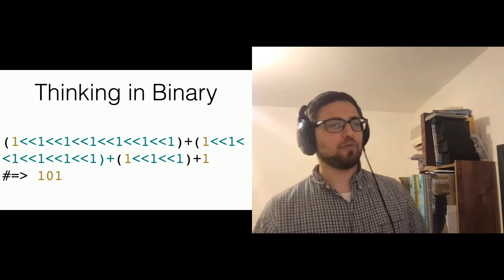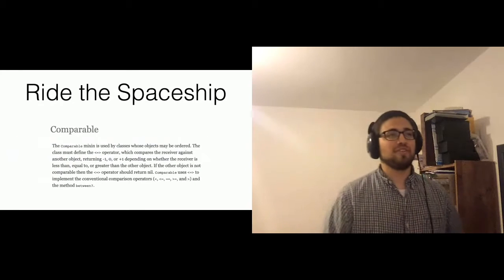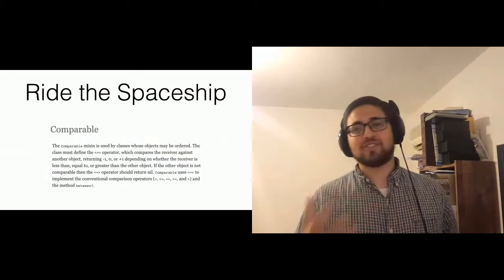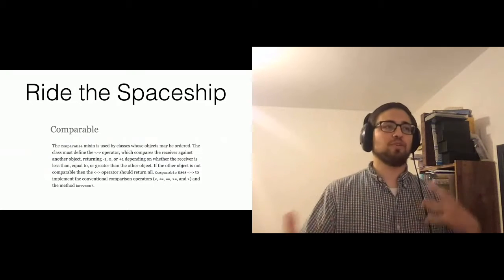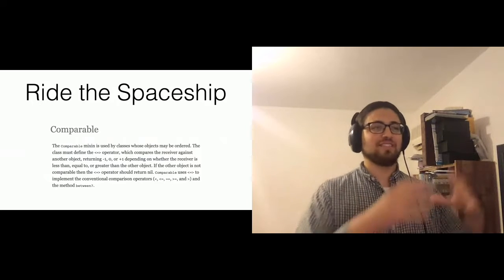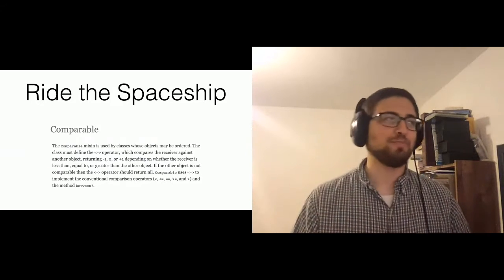So in order to do that, we're going to start using the spaceship operator. Some of you may be familiar with it, just in case not, it's an operator that Ruby gives you for comparisons. I should mention, by the way, the spaceship operator is less than, followed by an equal sign, followed by a greater than. So it kind of looks like a spaceship. That's why it's called the spaceship operator.